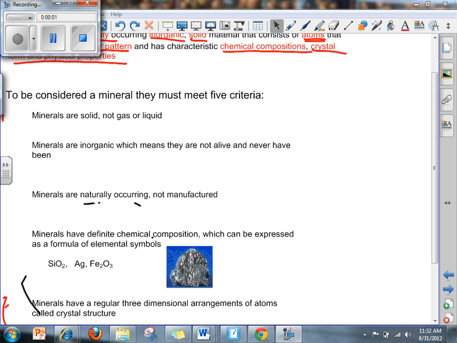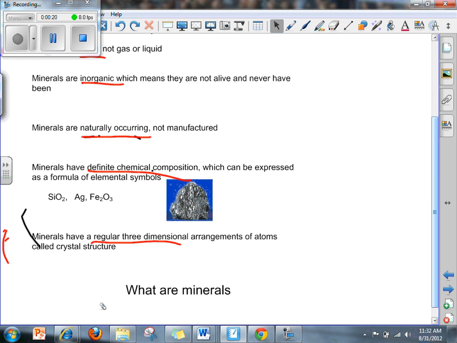In the first lesson about minerals, we discussed how minerals had to meet 5 criteria. Quickly, we discussed they have to be a solid, they need to be inorganic, they need to be naturally occurring, they have to have a definite chemical composition, and they have a regular 3-dimensional arrangement. When we look at these more in depth, we will see that these last two are pretty similar, in that the chemistry of a mineral actually makes up its arrangement, or its crystal structure.